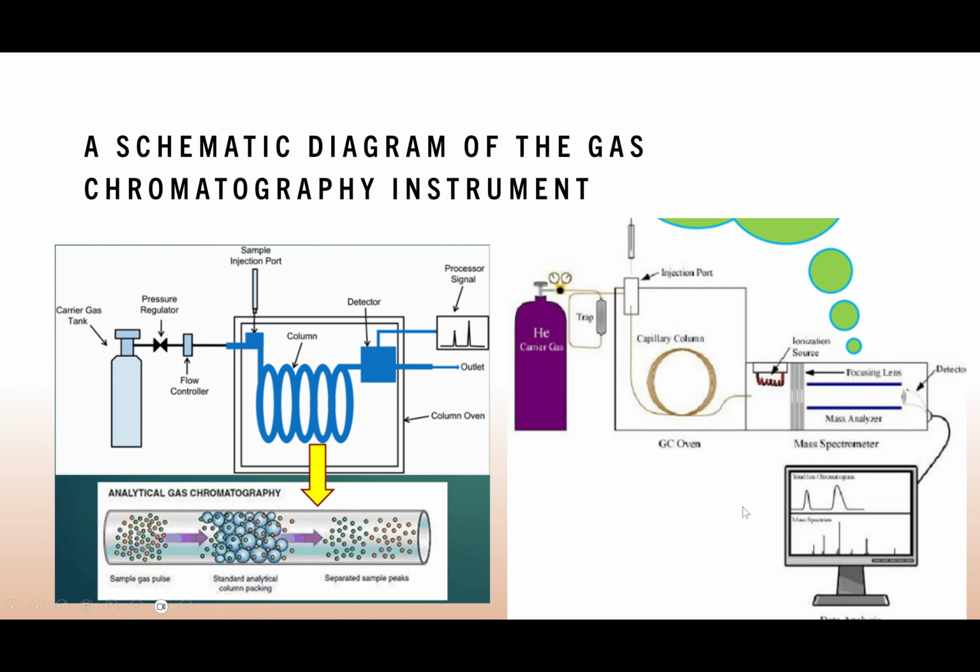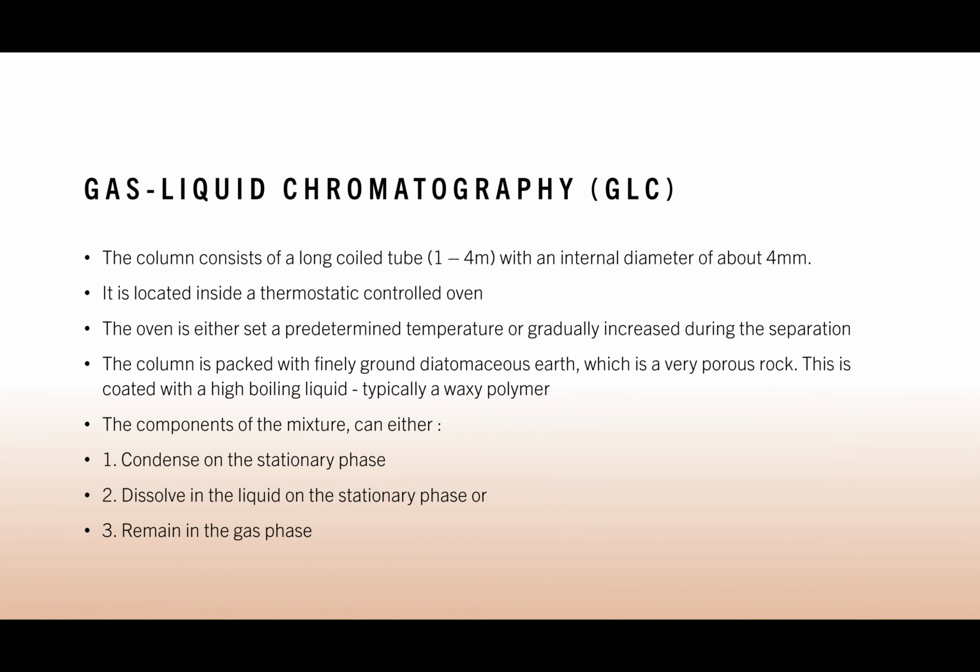All right. So here now, the gas liquid chromatography column consists of a long coiled tube with an internal diameter of around 4 millimeters, located inside a thermostatically controlled oven. The oven is either set at a predetermined temperature or gradually increased during the separation, and the column is packed with finely ground diatomaceous earth, right? I always just call it diatomaceous. I don't know why, but that's the earth that's really there. It's basically a very porous rock, right? This is coated with a high boiling liquid, typically a waxy polymer, and the components of the mixture can either condense on the stationary phase, dissolve in the liquid on the stationary phase, or remain in the gas phase, right?